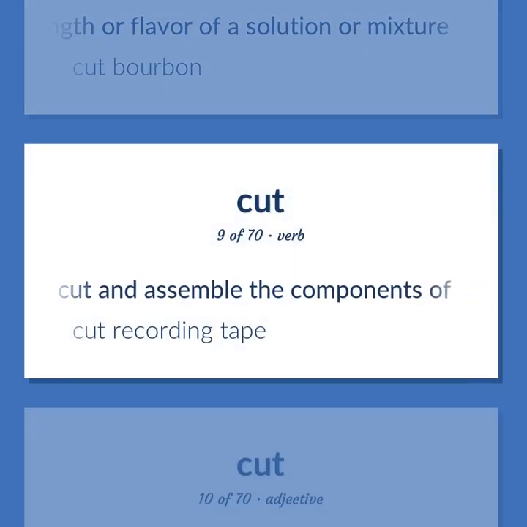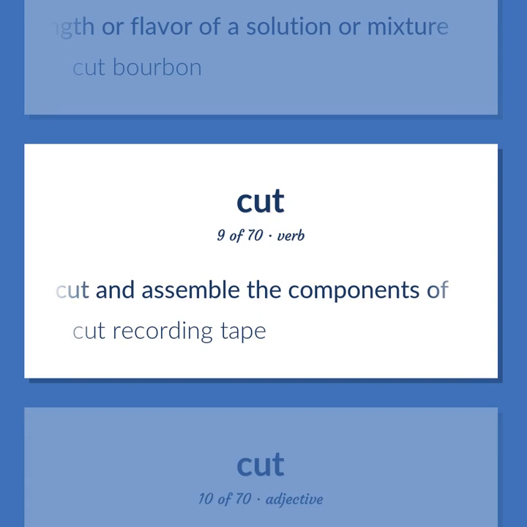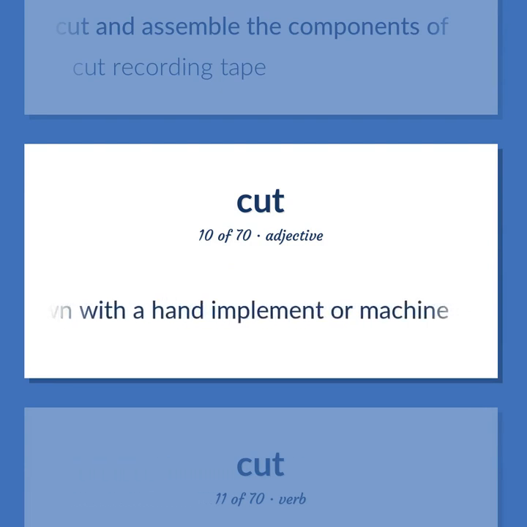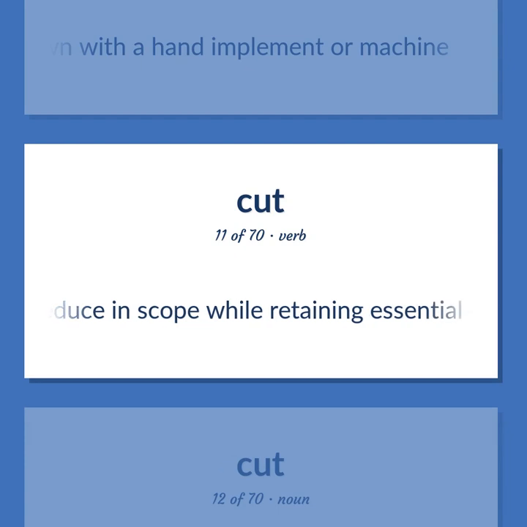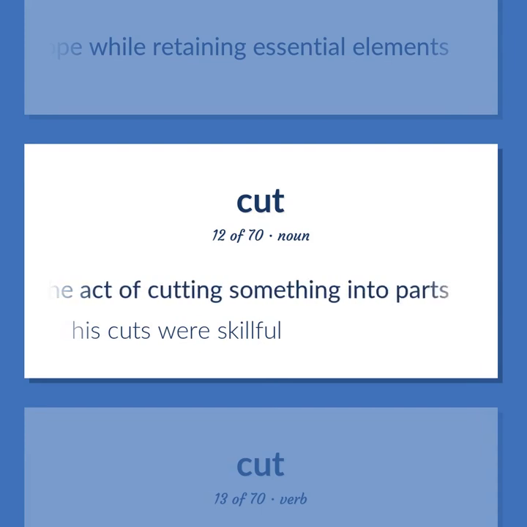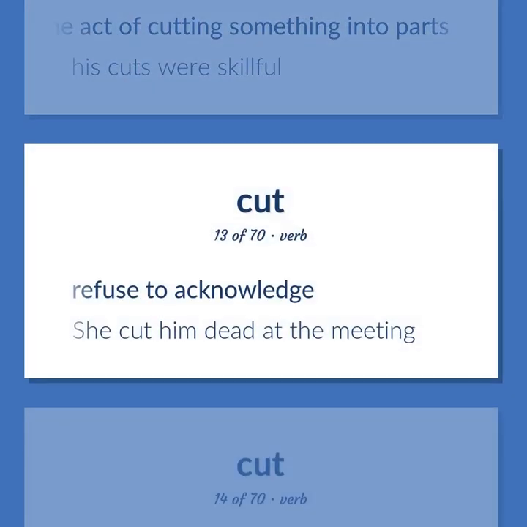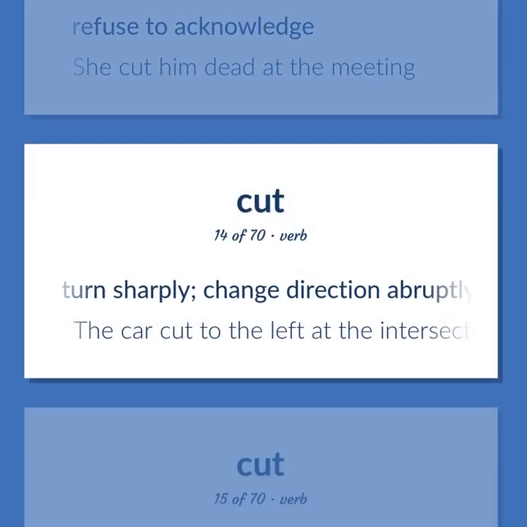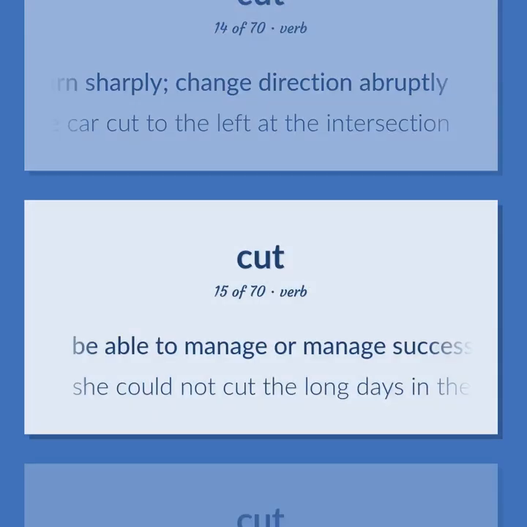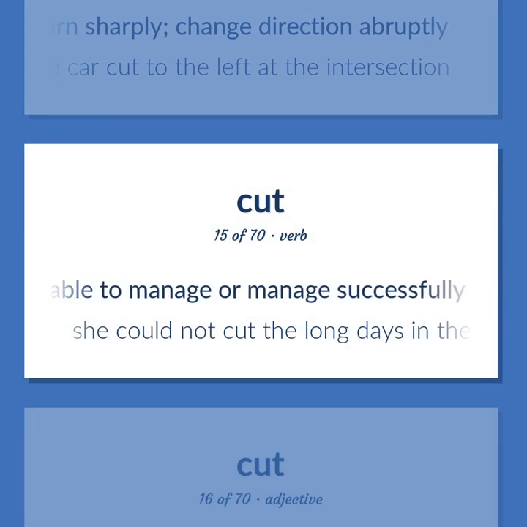Cut and assemble the components of. Cut recording tape. Used of grass or vegetation, cut down with a hand implement or machine. Reduce in scope while retaining essential elements. The act of cutting something into parts. His cuts were skillful. Refuse to acknowledge. She cut him dead at the meeting. Turn sharply. Change direction abruptly. The car cut to the left at the intersection. Be able to manage or manage successfully. She could not cut the long days in the office.